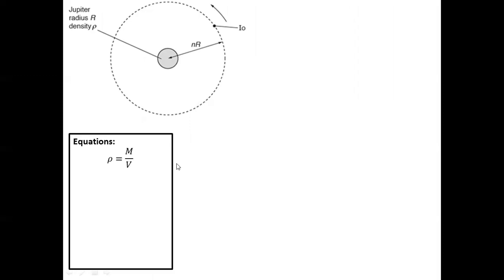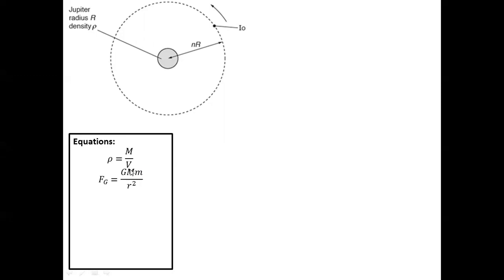So first one will be the equation for density. That's going to be mass over volume. Now, I chose to use capital M over here because we're talking about Jupiter. And by convention, when we talk about the object that sets up the gravitational field, we usually use the capital letter. Next, the formula for Newton's universal law of gravitation, which is GMm over r squared.